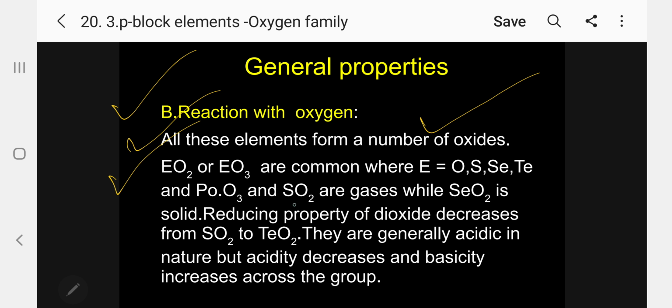Ozone and SO2 are gases, while selenium dioxide is a solid. Reducing property of dioxide decreases from SO2 to tellurium dioxide. They are generally acidic in nature, but acidity decreases and basicity increases across the group. All this information you have to keep it in mind. When you move down the group, acidity of oxides decreases, basicity increases, because metallic character increases. Kindly follow.